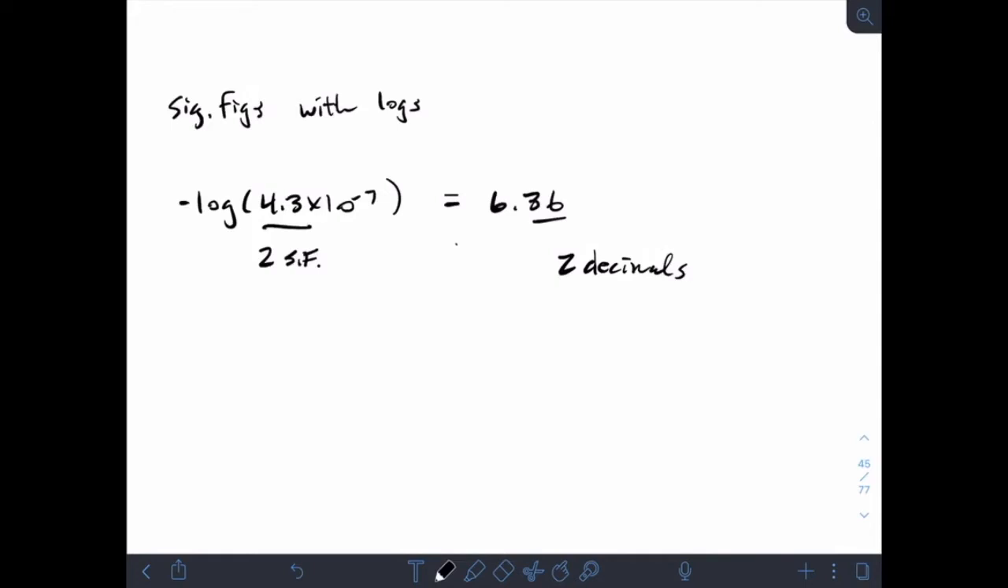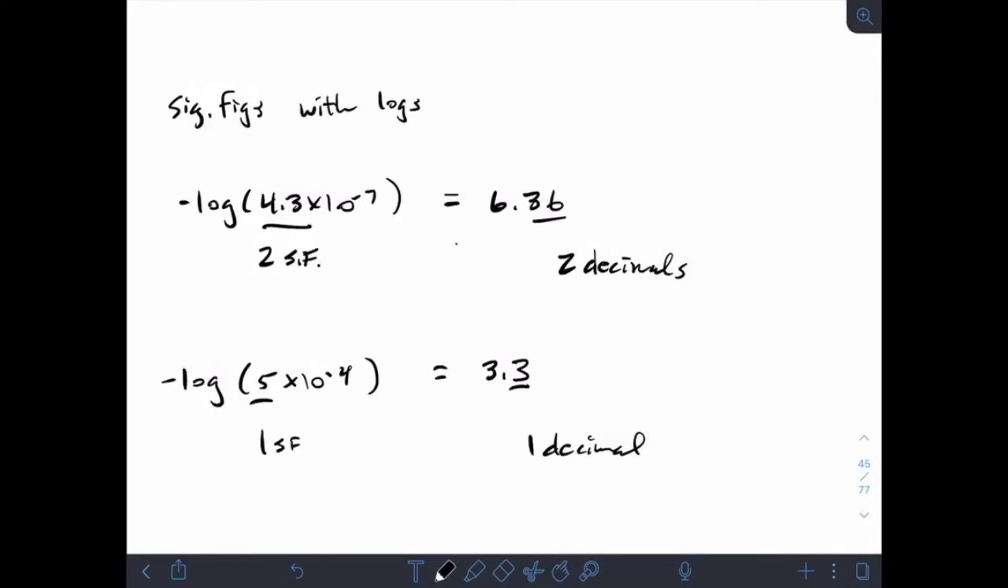Let's see, where's another example? If I take the log of 5 times 10 to the minus 4, there's 1 sig fig there, so then I should have 1 decimal in my answer. And we would find that that is in fact 3.3. Right? 1 decimal place.